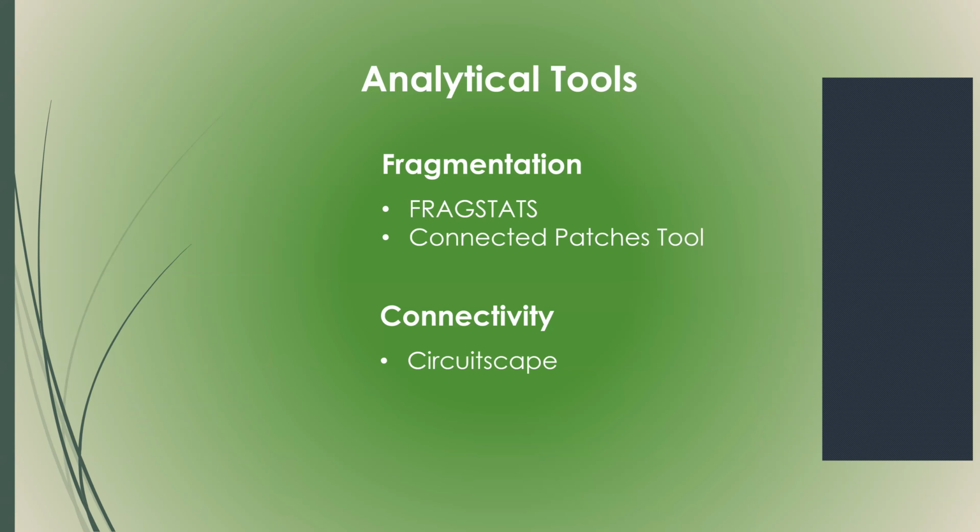So I'll be using 3 analytical tools. For addressing fragmentation, I'll first of all use FragStats, which is sort of the most commonly used fragmentation analysis software, which can produce 40+ different statistical measures of fragmentation. And part of my work will be selecting the ones that are most meaningful here. I'll also be using a connected patches tool that I'll talk about a little more later. And to address connectivity, I'll be using CircuitScape, as I mentioned before.